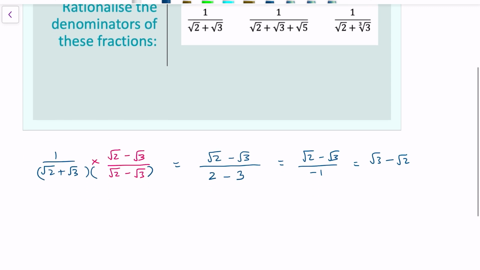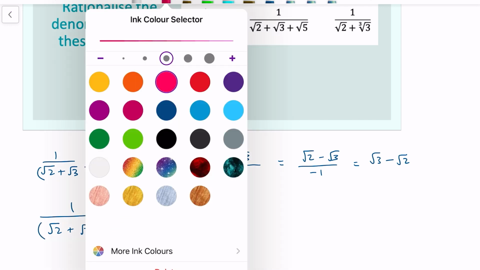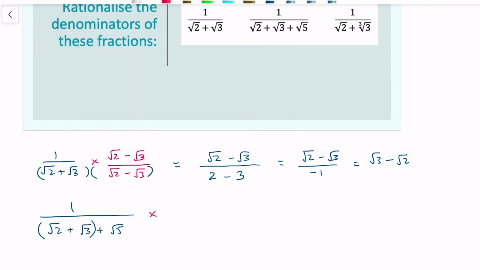Okay, second one: 1 over root 2 plus root 3 plus root 5. So 3 surds. What we can do is group two of them together, and that will help us think about what we multiply the top and bottom by. So I'll times it by root 2 plus root 3 minus root 5 on top and bottom.